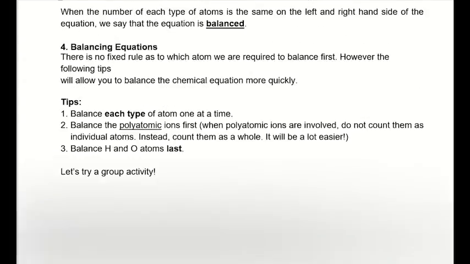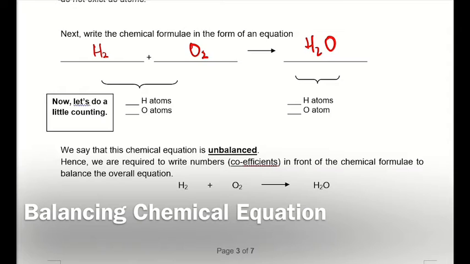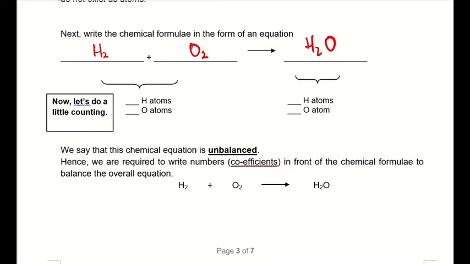Okay, so now let's move on to balancing. Now why do we need to balance? We need to balance because you need to show exactly the recipe. So how many tablespoons or how many bags of hydrogen do I need to react with oxygen to give me how much water? So the chemical equation is essentially a recipe for chemists. Okay, so let's do the counting. The whole idea behind balancing is to make sure the left hand side number of atoms is the same as the right hand side number of atoms.